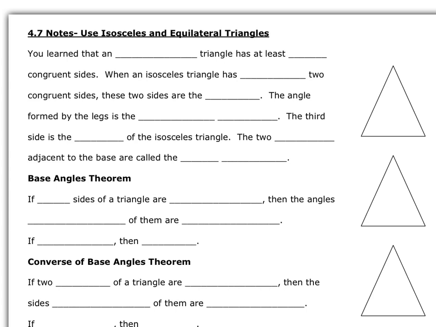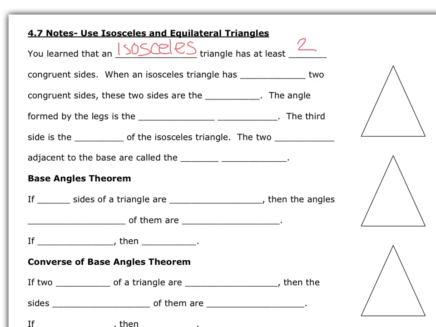So in the previous lesson, we learned that an isosceles triangle has at least two congruent sides. Today we're going to learn a little bit more about isosceles and equilateral triangles and how to use their properties to help us set up equations, solve for x, and plug it back in to find measurements.